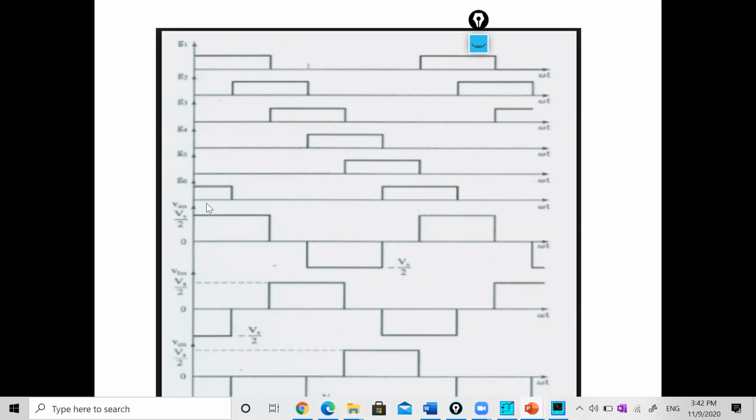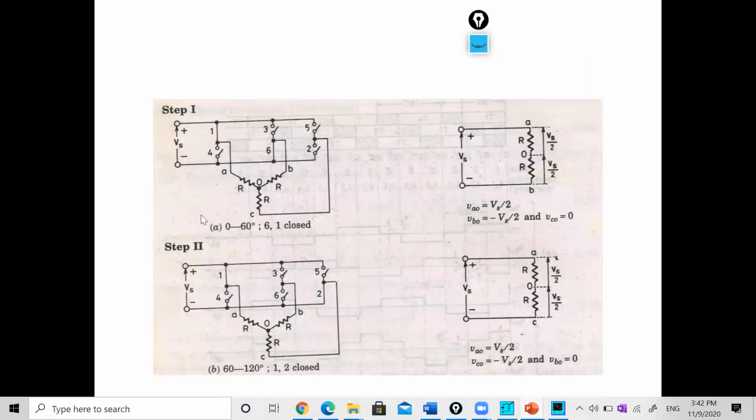Let us see. Q1 is connected in A phase in upper half and Q6 is connected in B phase in lower half. So VCN, that is the phase voltage across the third phase, will be 0. Why will this be 0? Because there is no current passing through. 6 and 1 are closed, so this is open, and there will be no current in C phase. See, VAN is Vs by 2, VBO is minus Vs by 2, because the same voltage is divided in two parts, upper half and lower half, and VCO is 0.